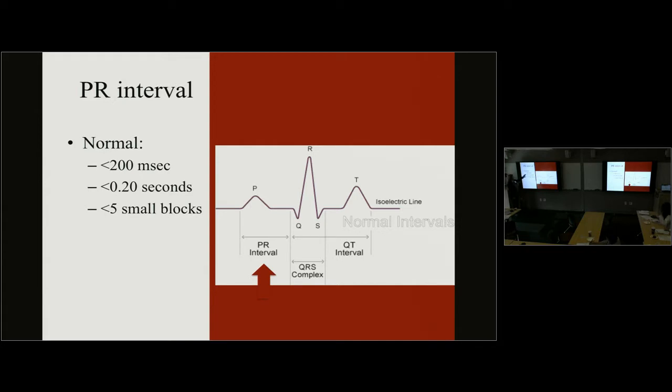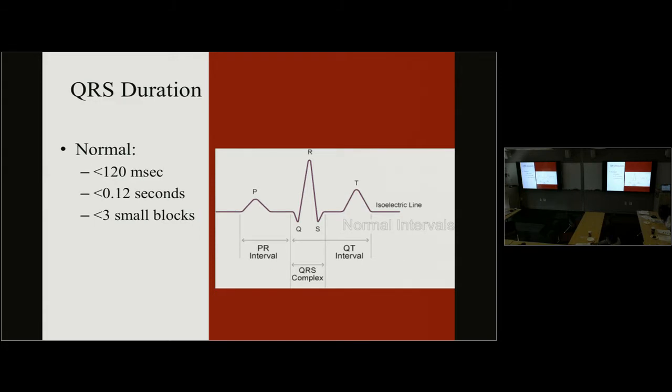The PR interval is usually less than 200 milliseconds. And remember I showed you that slide of how to measure that time by how many boxes that is. You can say 200 milliseconds or 0.20 seconds. That's the same thing, right? Or five small boxes, because those small boxes were 0.04 each, right? So that helps you there.